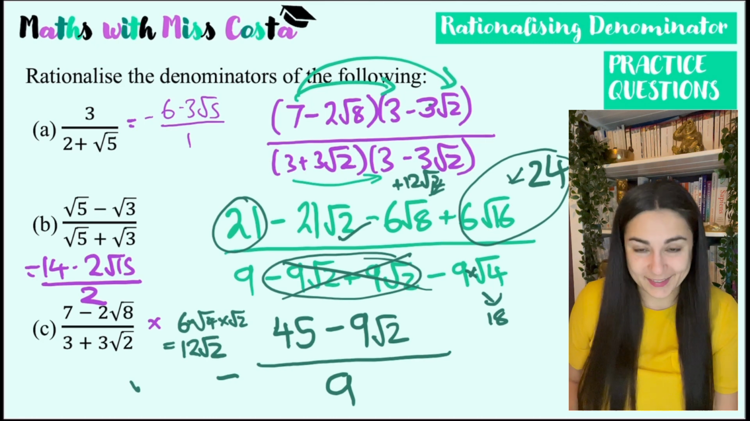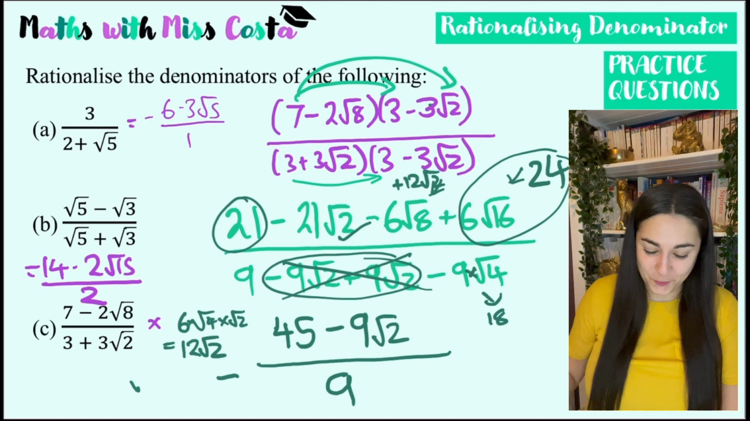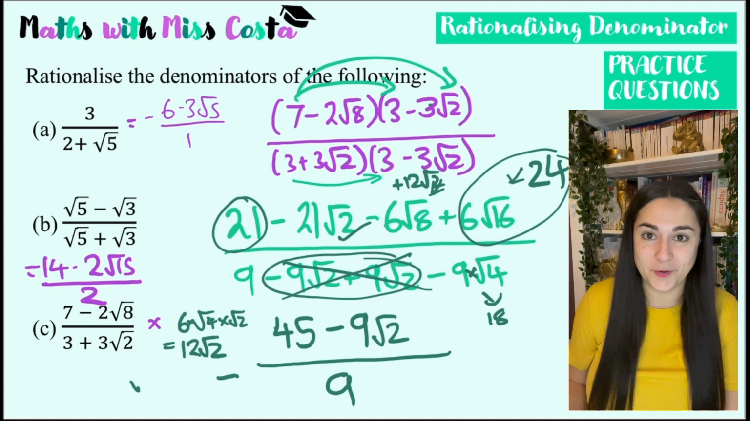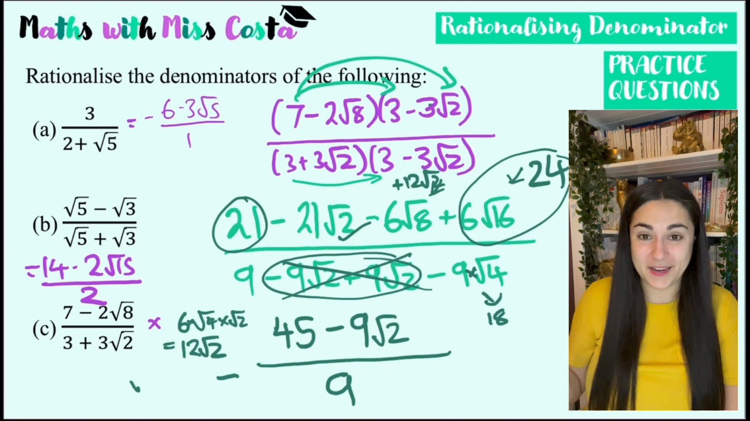Now, I did make these questions quite quickly, so normally they're not going to be a negative number on your denominator, but should they be, then you just whack a negative sign in front of it.